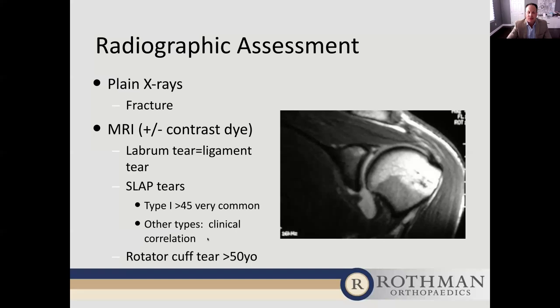the upper part of the labrum where the biceps attaches. And over 50 years old with a dislocation, we want to be very concerned about rotator cuff tears. About 50% of people over the age of 50 who have a dislocation in the shoulder will have a rotator cuff tear as well.